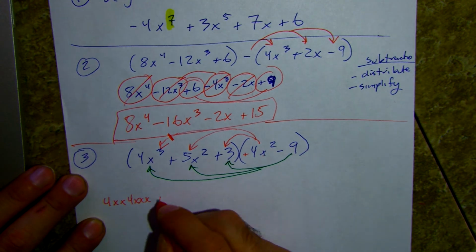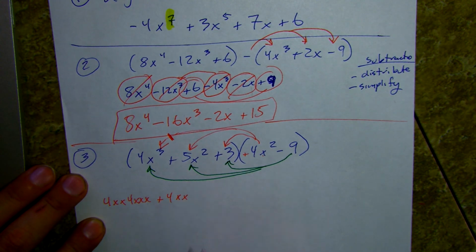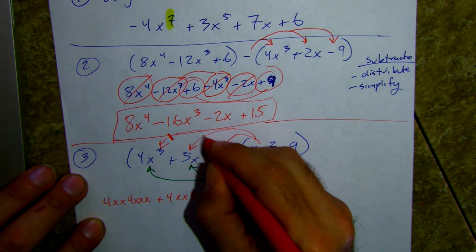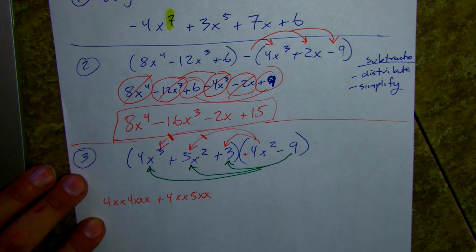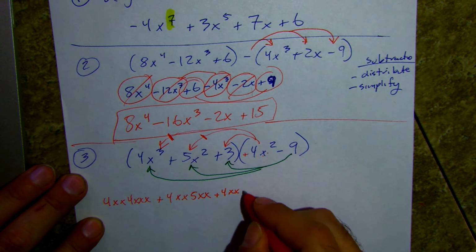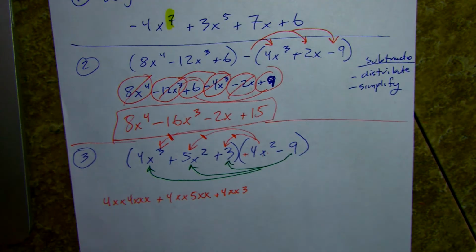Next, this is positive 4x squared times 5x squared. Done. The expand method is just more of a thorough way to do it, one thing at a time. Plus 4x squared times 3. Done. I did all my red.